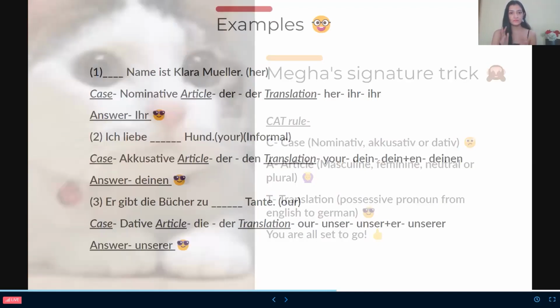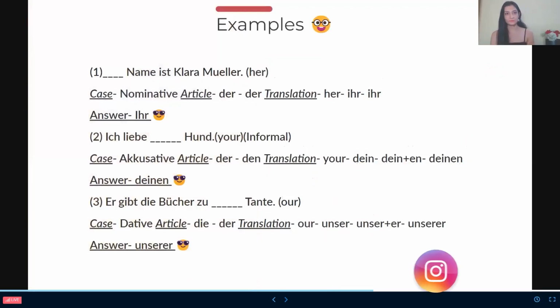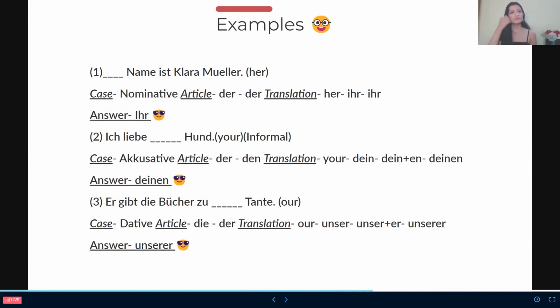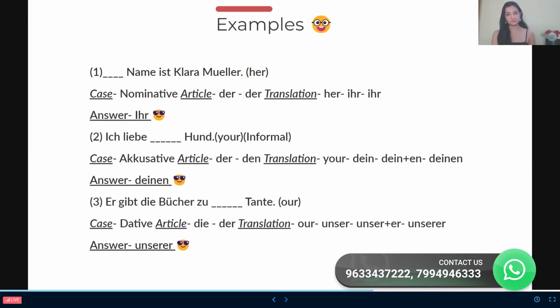So here I have given the example of how you can do it. For example, in the first one, you can see Philips Name ist Clara Müller. So here you need to do the CAT rule. Okay. So here, case, you can see it's nominative because sein ist a nominative verb. Case is nominative. Now A stands for article. Here article you need to see.